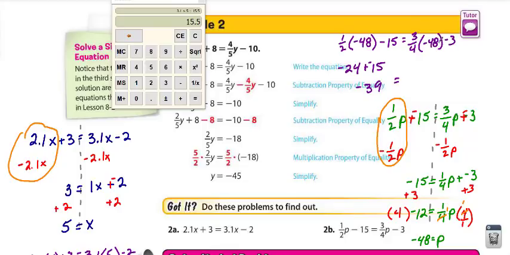3/4 of 48. Well, 48 divided by 4 is 12, times 3 is 36. So that's negative 36 minus 3, or plus negative 3, which is also negative 39. All right, I will meet you at the next GotIt problem.